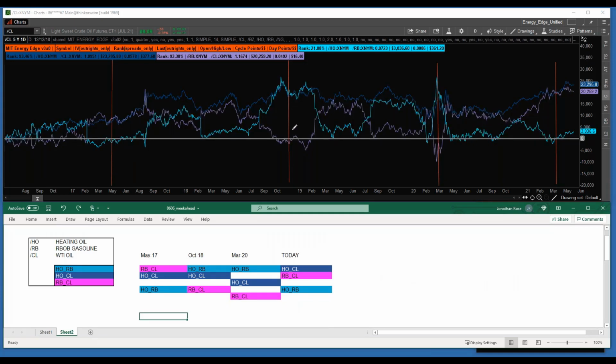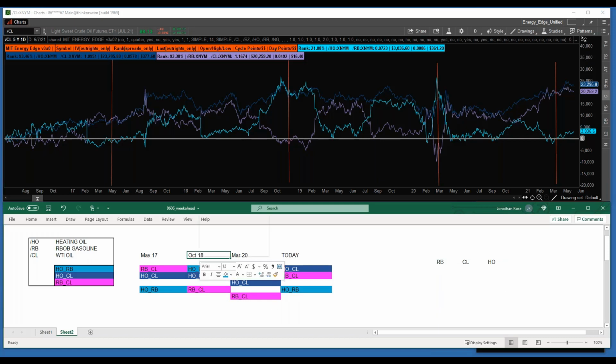How could you take advantage of this? How could you capitalize on this inefficiency? Well, what could we do? We would buy the purple. Okay, so watch. I'm going to go RB, CL, and then heating oil, HO.